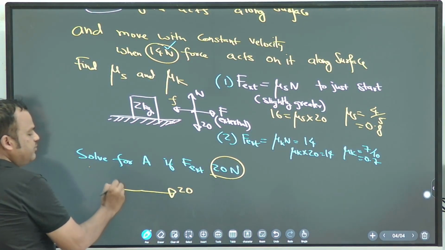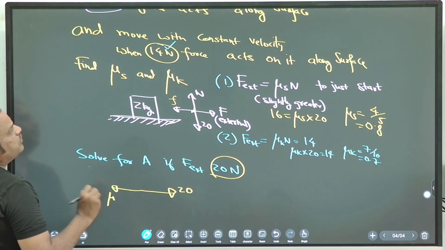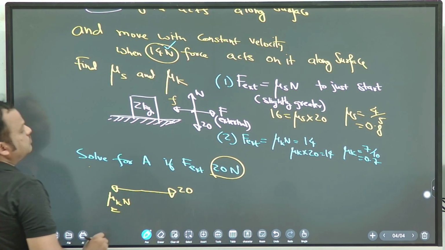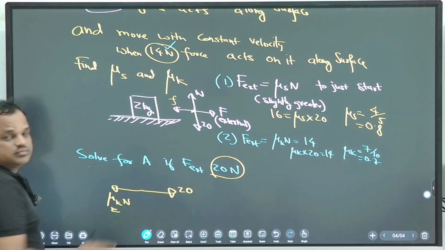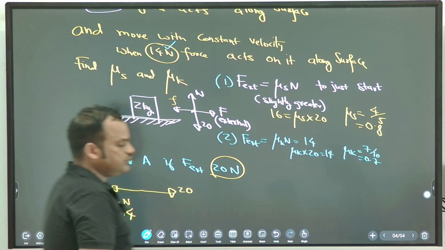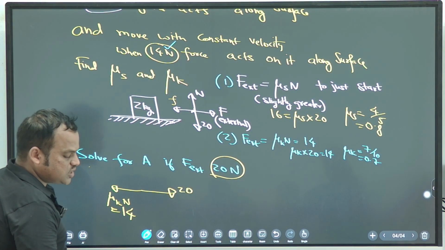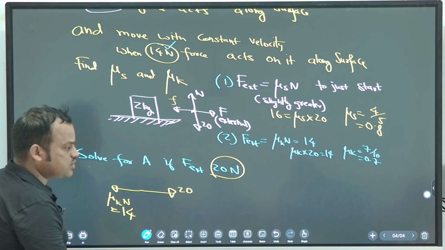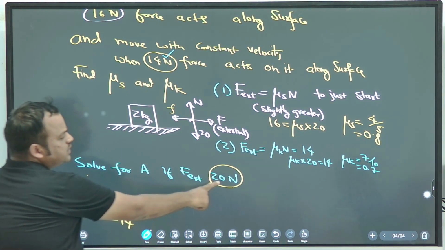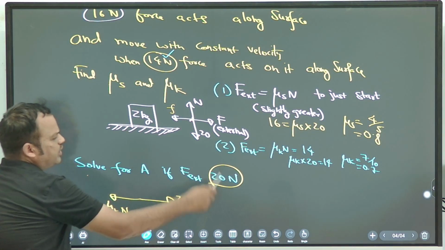So what force will act? Tell me. Friction. Friction will be mu k n. Mu k n how much? It is moving, right? See, just to start, how much force? Just to start, 16. But now I am exerting 20. Understood? More I am exerting.